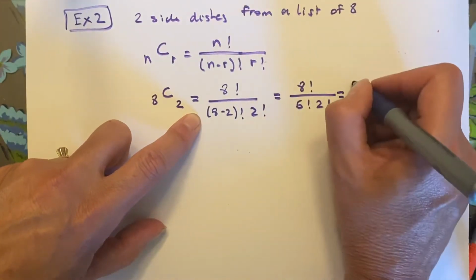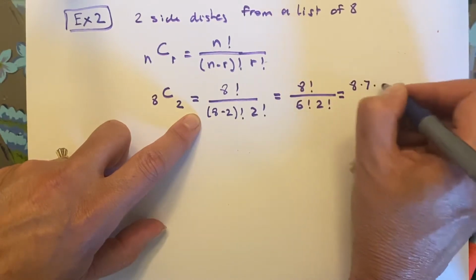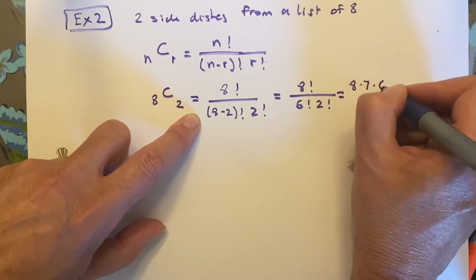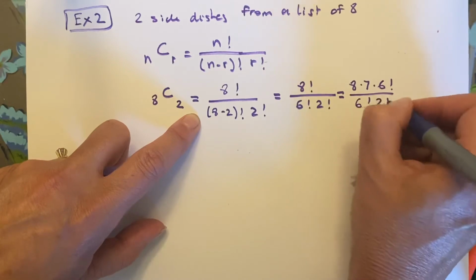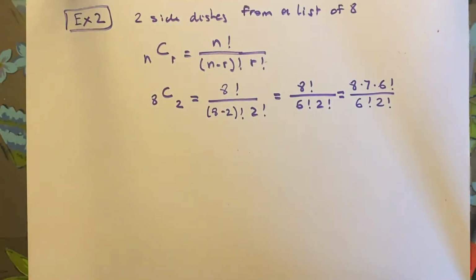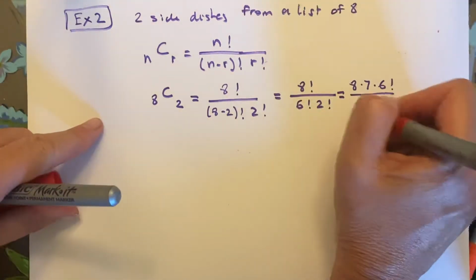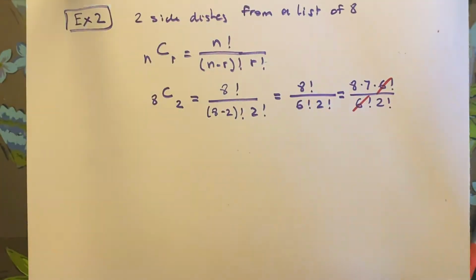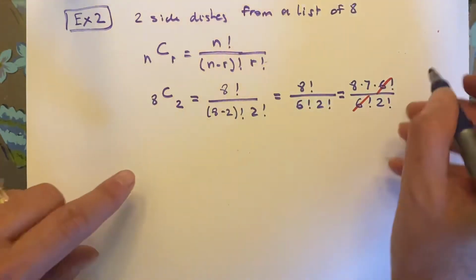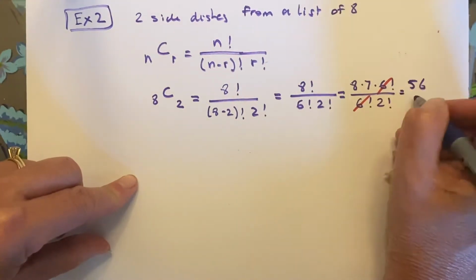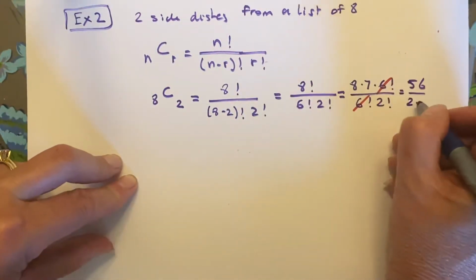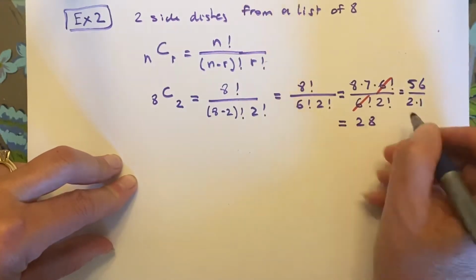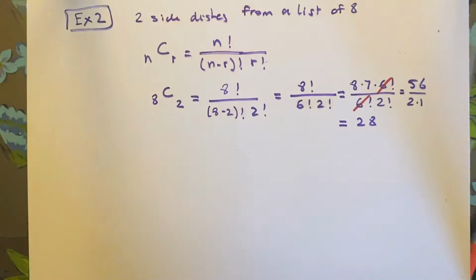Up here, 8 factorial is 8 times 7 times 6, 5, 4, 3, 2, 1. So I'm just going to make that 6 factorial. And on the bottom, I have 6 factorial and 2 factorial. I see that I can cancel the 6 factorials, and I end up with 8 times 7, which is 56. And 2 factorial is just 2 times 1 on the bottom. So my total is 28 possible combinations of side dishes. So that's example 2.